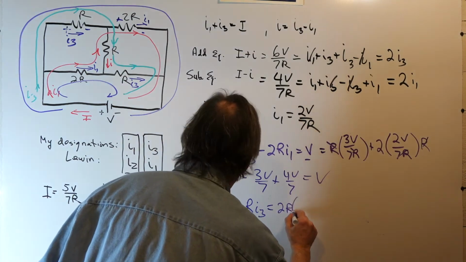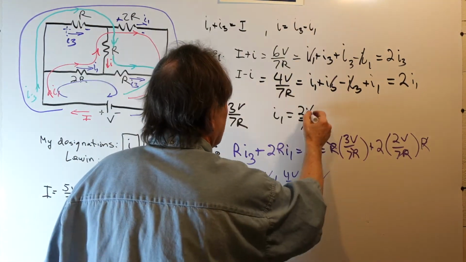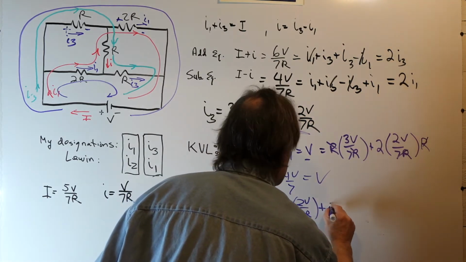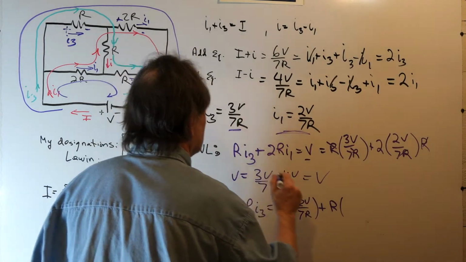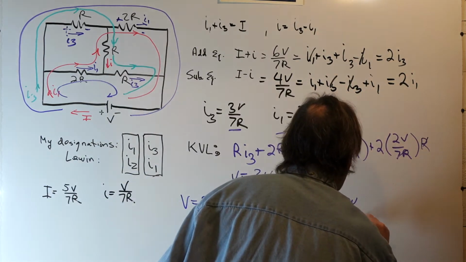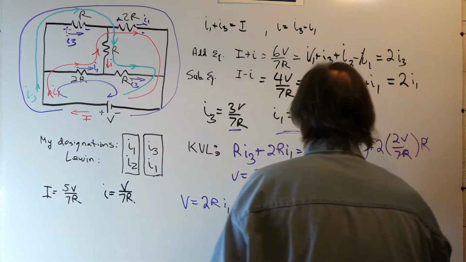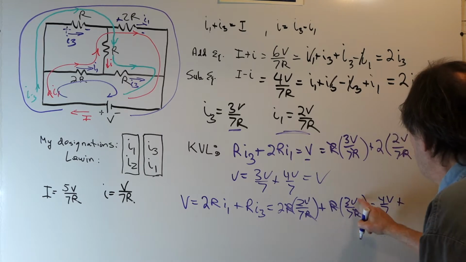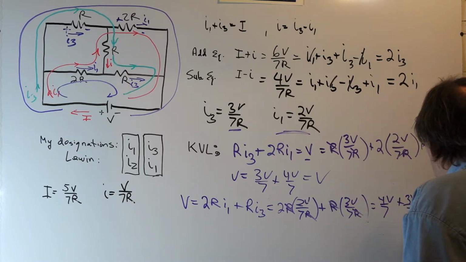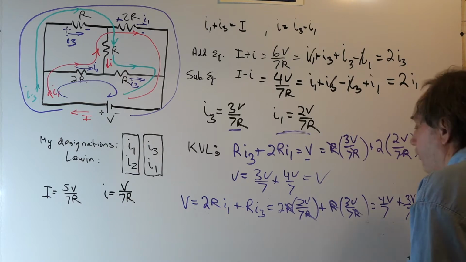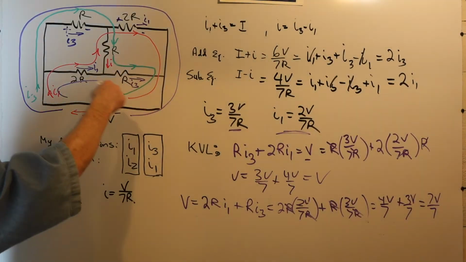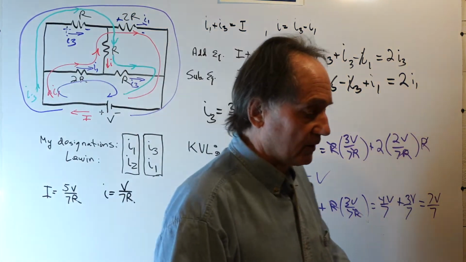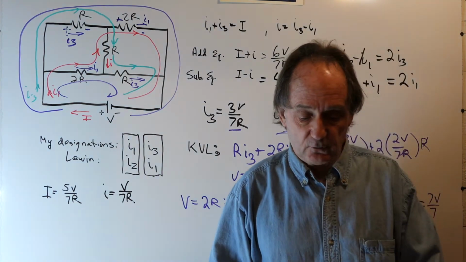Well, 2R times I1, where I1 is 2V over 7R, plus R times I3, which is 3V over 7R. Okay, the R's go out again. We have 2 times 2V, or 4V over 7, plus 3V over 7. And again, we get 7V over 7, or V. So it's consistent. And we could do the same on this loop and that loop, and we're going to find that Kirchhoff's voltage law is satisfied also on those loops.